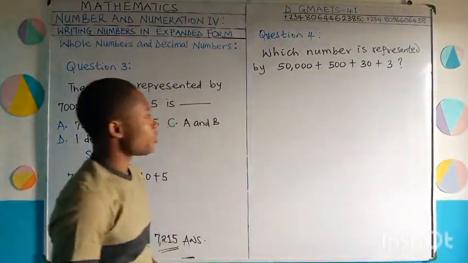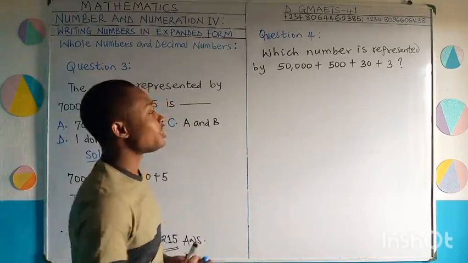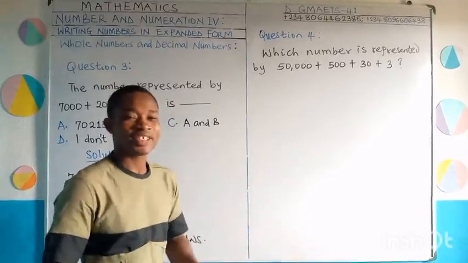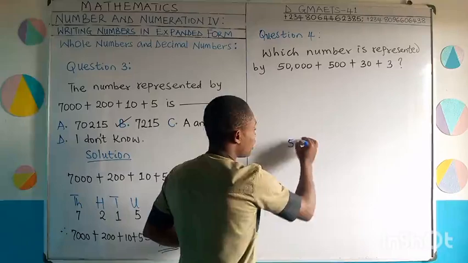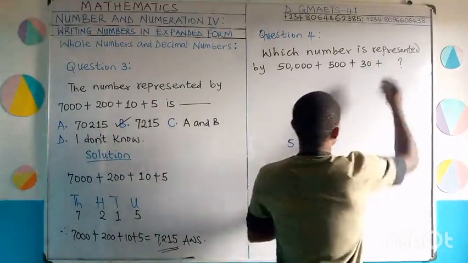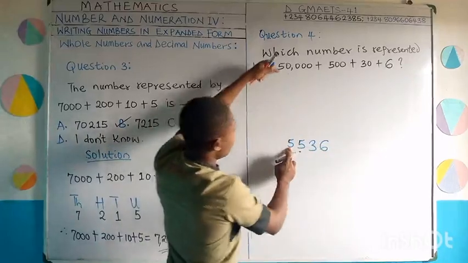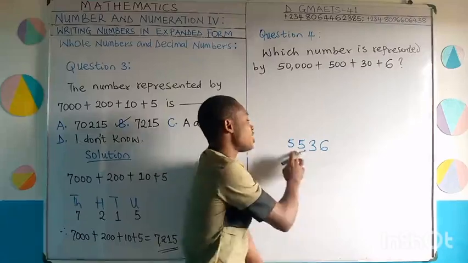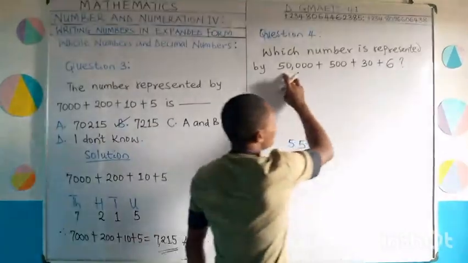Which number is represented by 50,000 plus 500 plus 30 plus 3? Now, if I think I am too fast in solving this, it's just nothing. I was told to just extract the first non-zero digits. Does that make sense? Let's change this one to something like, let me put 6. Good. You see, I've extracted the first non-zero digits in each case. 5, 5, 3, and 6. And this gave me 5,536.